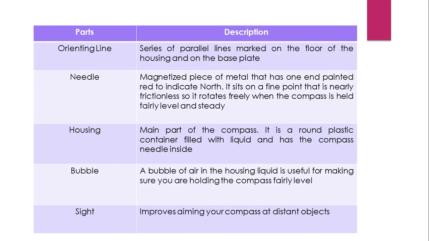Orienting line. Series of parallel lines marked on the floor of the housing and on the base plate. Needle. Magnetized piece of metal that has one end painted red to indicate north. It sits on a fine point that is nearly frictionless, so it rotates freely when the compass is held fairly level and steady. Housing. Main part of the compass.